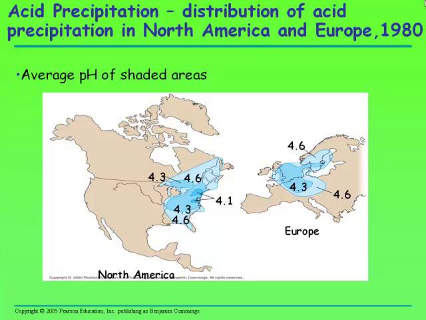This is a map showing the pH, the distribution of acid precipitation in North America and Europe. And you can see very acidic in the mid-Atlantic here around New York, also mid-Europe here around Paris.